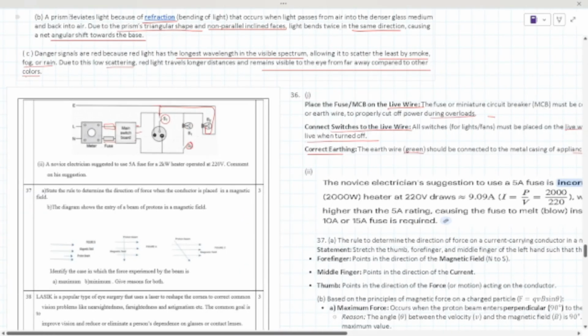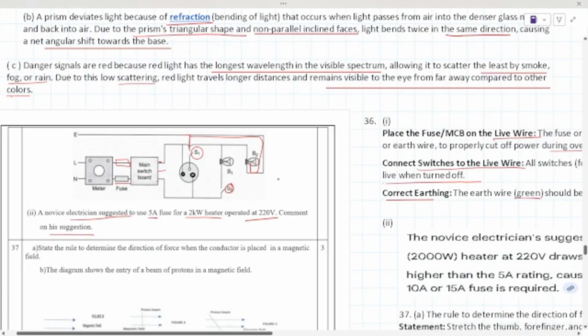Now let's see the second number. 5 ampere to operate, comment on the suggestion. Your opinion? Yes, I think they suggested a 5 ampere fuse for a 2 kW heater. kW means kilowatt, heater operated at 220.